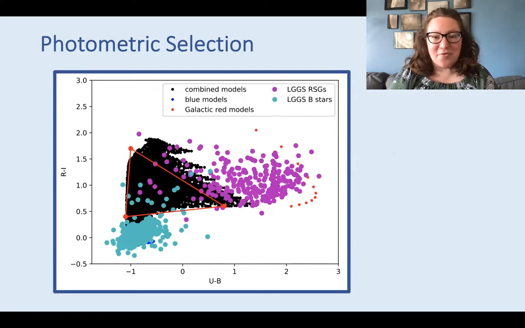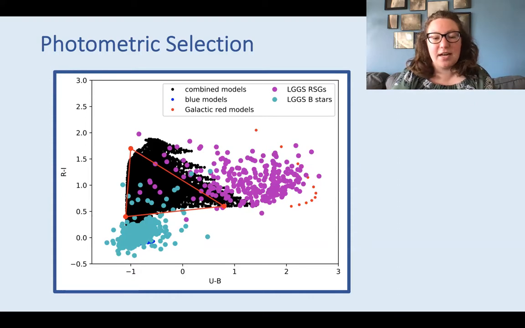And we have the Local Group galaxies, with photometrically or spectroscopically confirmed stars that are red supergiants in magenta and B stars in cyan. You can see this little region in the red triangle is what I'm interested in. I believe these could be red supergiant B star binary systems.